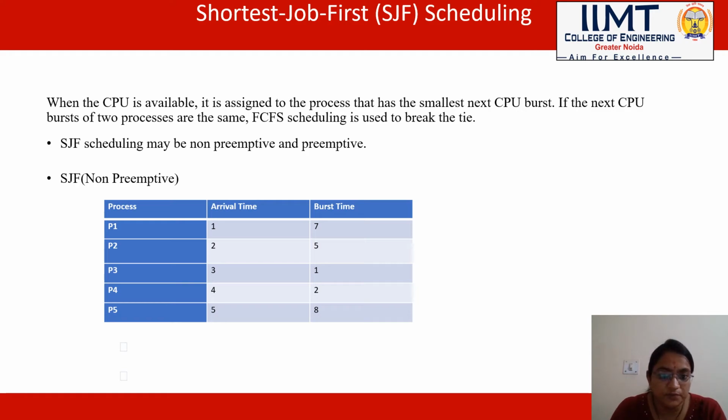So we can see the example of SJF non-preemptive. It means a process will execute, and after that we can allocate the resources to another process. So we can see that P1, P2, P3, P4, P5 are the processes along with their arrival time and burst time.